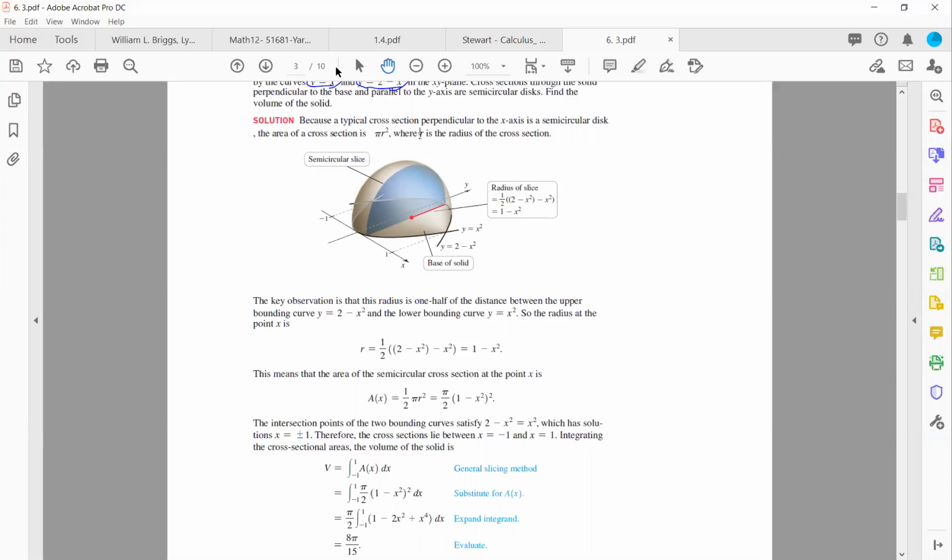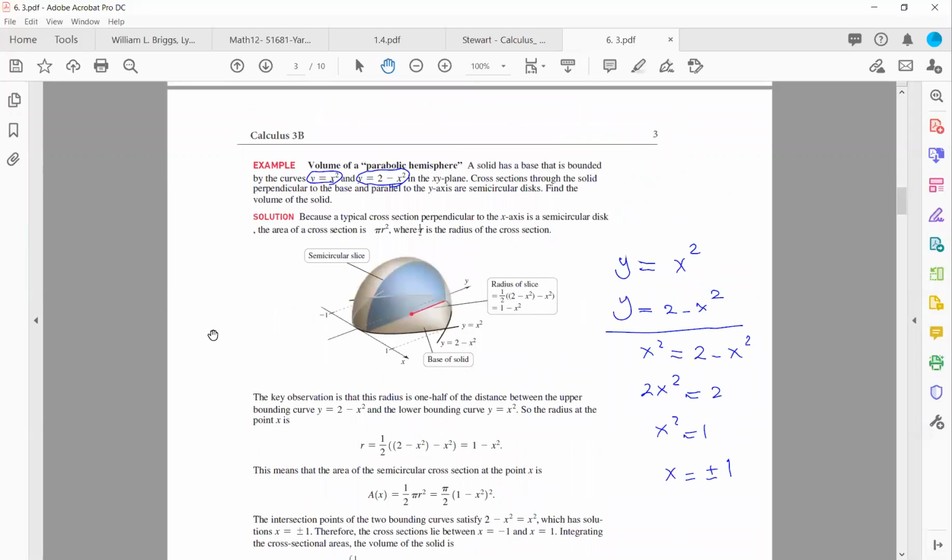One function is y equals x squared. The other function is 2 minus x squared. So what's the intersection between these two functions? Set them equal to each other. X squared is equal to 2 minus x squared. So 2x squared is equal to 2. X squared is 1. So x is plus or minus 1.